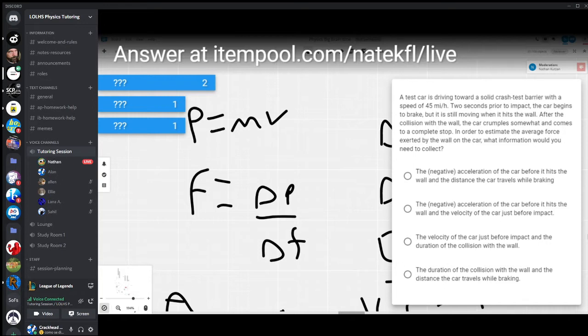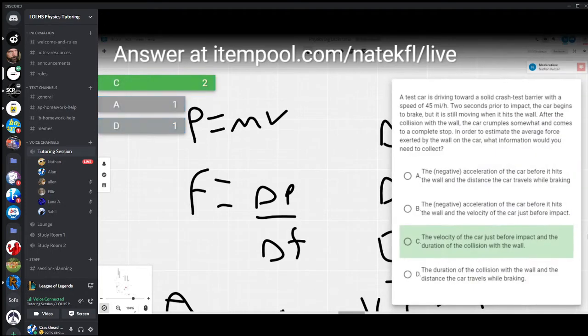Okay, is that everyone? I think so, right? Yes, it is. All right. So it's the velocity of the car just before impact and the duration of the collision. That is because of the formula right to the left of the question. F is equal to change in momentum over change in time. So you need the duration of the collision and you need the momentum, which means you need the velocity.